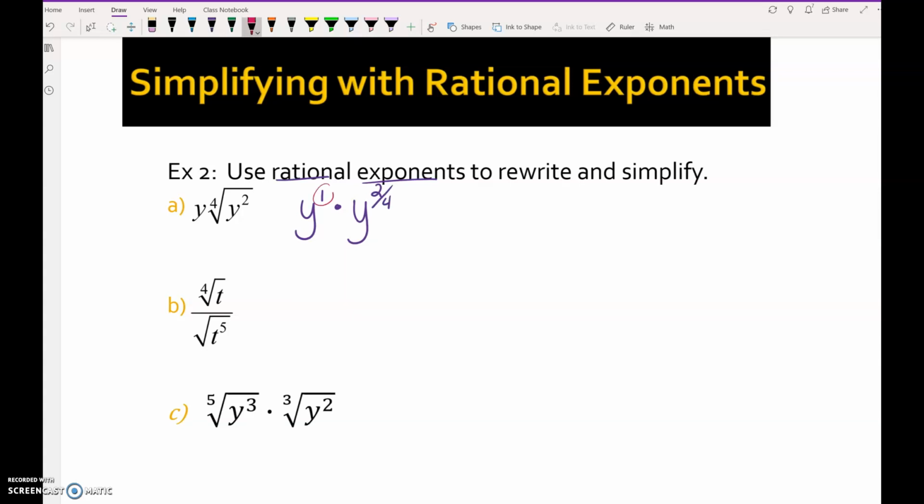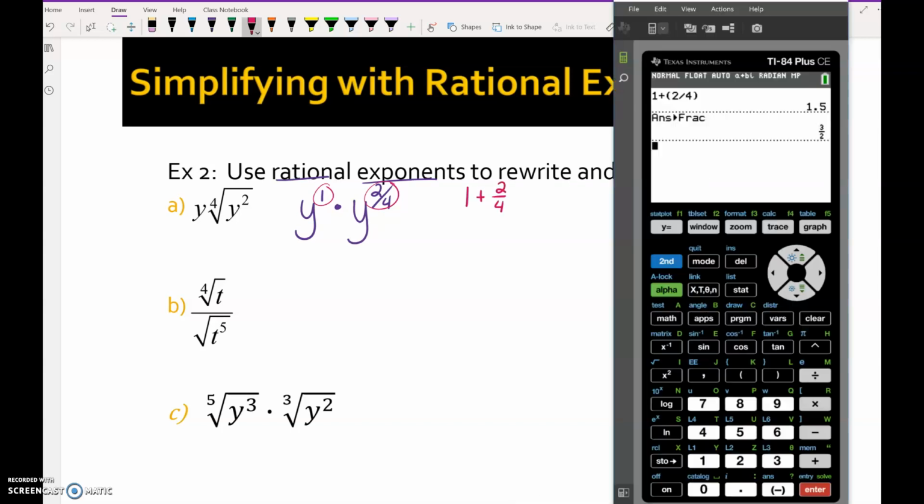When we are multiplying, what do we do with our exponents? We add them. So we need to do 1 plus 2/4. If you have a calculator, you could add these on paper, get common denominators, do all that business, or you can grab your calculator. If you have a graphing calculator, you type in 1 plus. To do the fraction 2/4, just use parentheses and the division key. So parentheses 2 divided by 4, close your parentheses, that's the fraction 2/4.